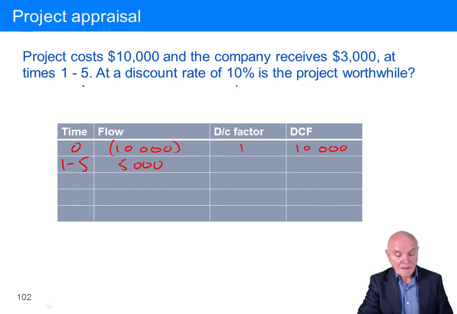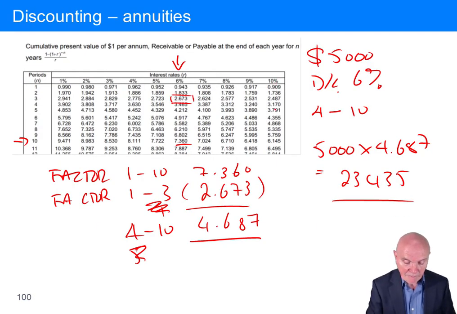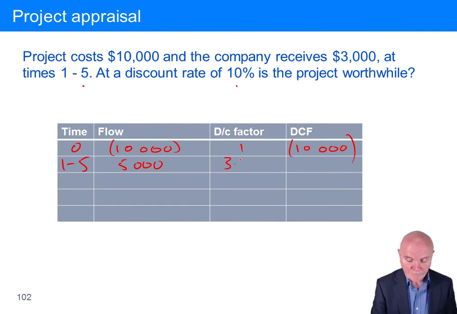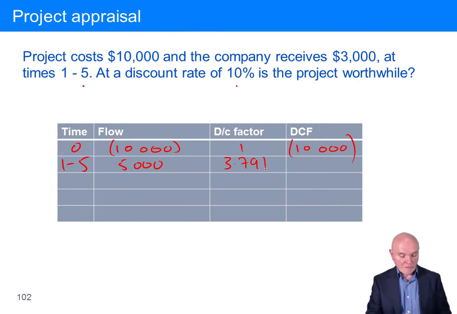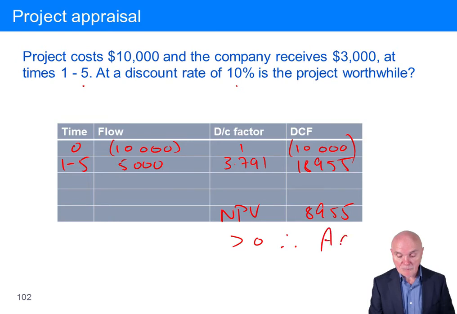So I'll go back and have a look at what the 5-year 10% cumulative discount factor would say. Here we have 10%, and we want 5 years, and that is 3.791. So 5,000 times 3.791 is 18,955. So the net present value we're going to have is 8,955. It is greater than 0, therefore accept this project too.